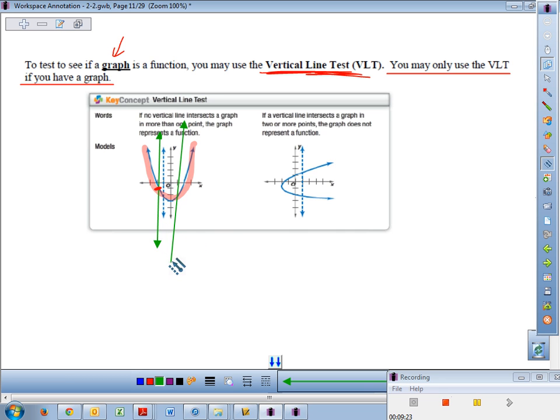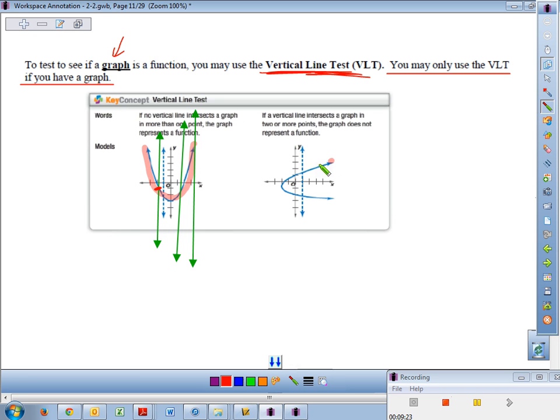How many places did that vertical line go through there? One. How many places did that vertical line go through there? One. Would it be possible for me to make a vertical line and go through this particular parabola in more than one spot? Is it even possible? No. So is this a function? Yes, it is, because the graph passes the vertical line test.